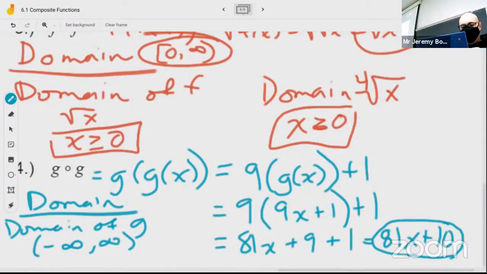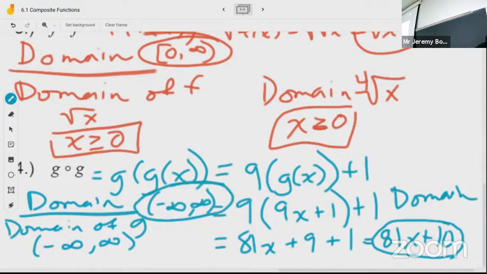Next, we're going to look at the domain of the function we found. Are there any restrictions there? No, it's 81x plus 10. So no variable under the denominator, no variable under even root, no restrictions. So the domain of my composite function is going to be negative infinity to positive infinity. Any questions on any of those?